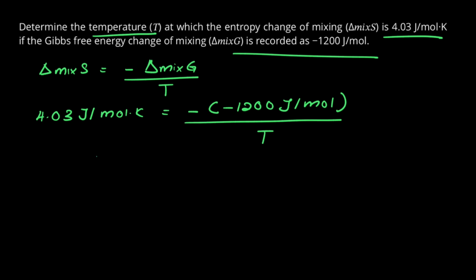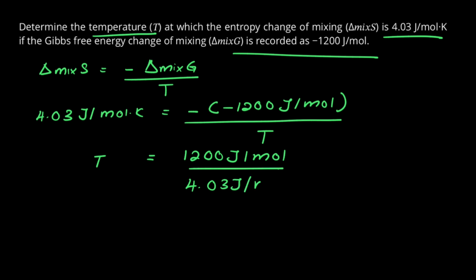So basically, T is equivalent to 1200 joule per mole divided by 4.03 joule per mole Kelvin. So therefore, you should get 297.77 Kelvin, or we can round this up as 298 Kelvin.